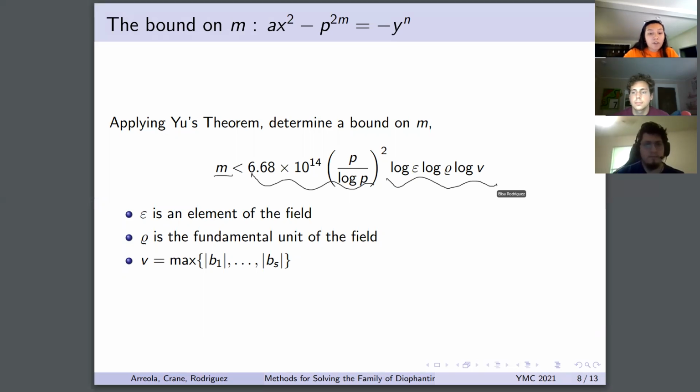And although we wanted to get a bound on m and we have it here, we still have just a really small problem. Right here, we have this log epsilon, and log epsilon's not exactly bounded at the moment. So how do we get around this? We're actually going to go forward into our second method that we use primarily, and that's linear forms in logarithms.